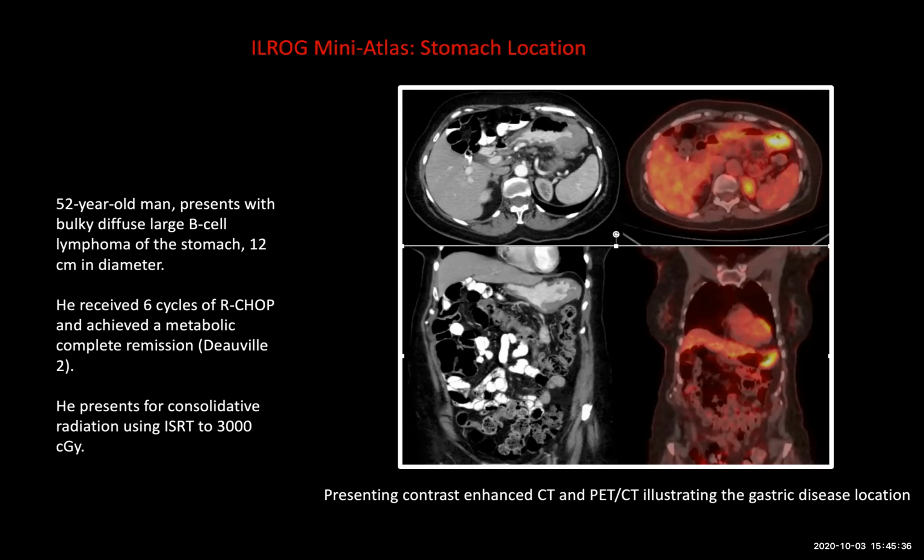This is a case of stomach lymphoma, during which we'll go through how we simulate as well as how we contour and plan. A 52-year-old man presenting with a bulky diffuse large B-cell lymphoma of the stomach, 12 centimeter in diameter, received 6 cycles of R-CHOP and achieved a metabolic complete remission. And now he's presenting for consolidation using ISRT to a total dose of 30 gray.